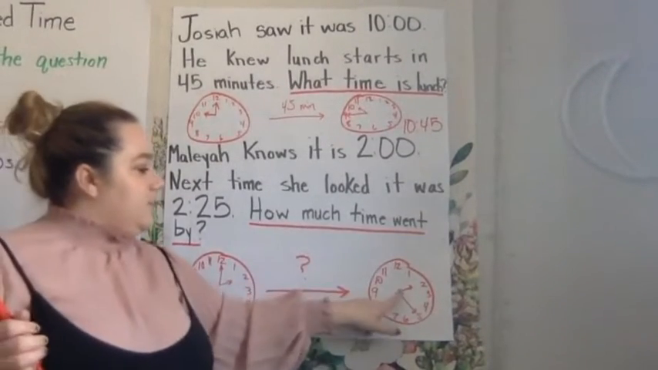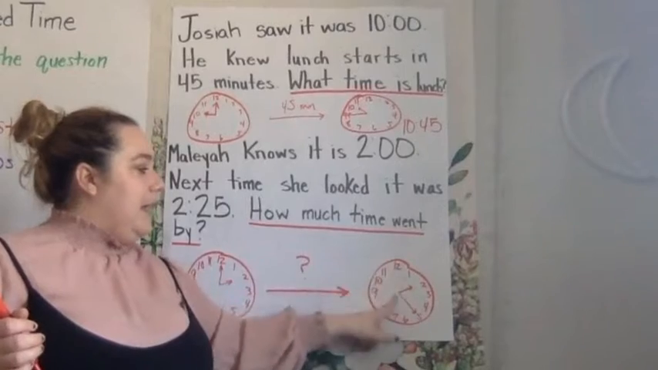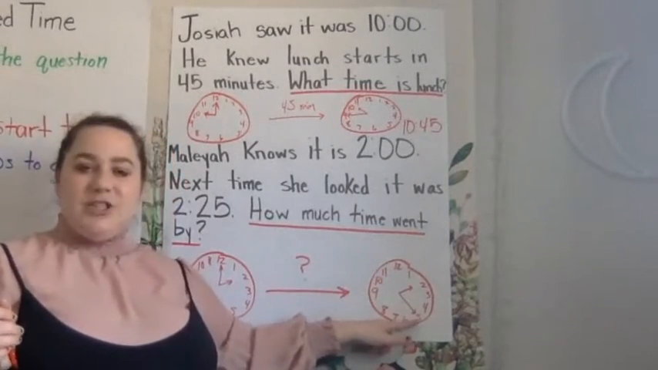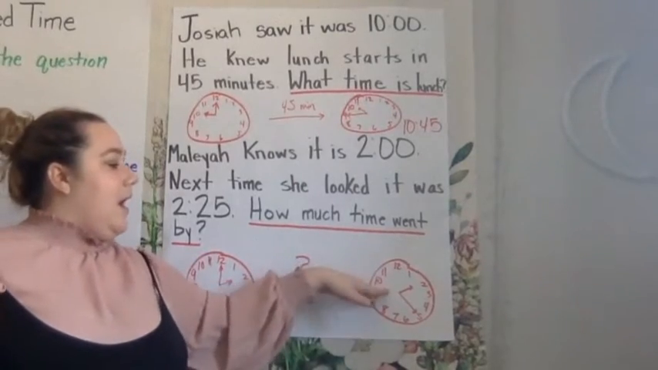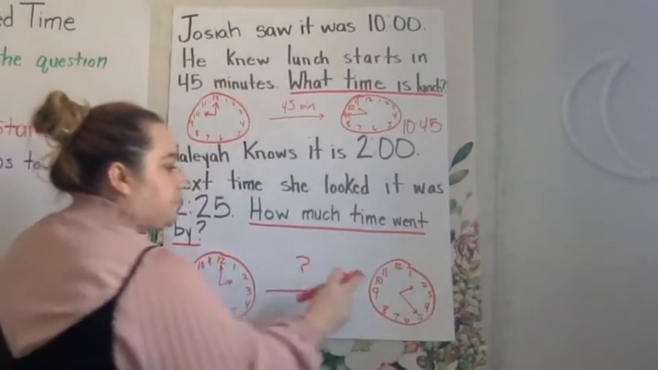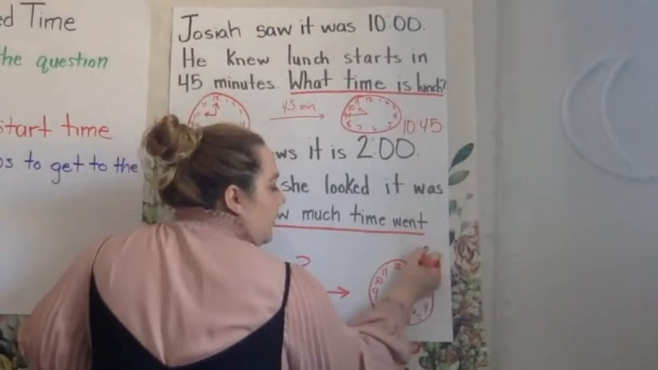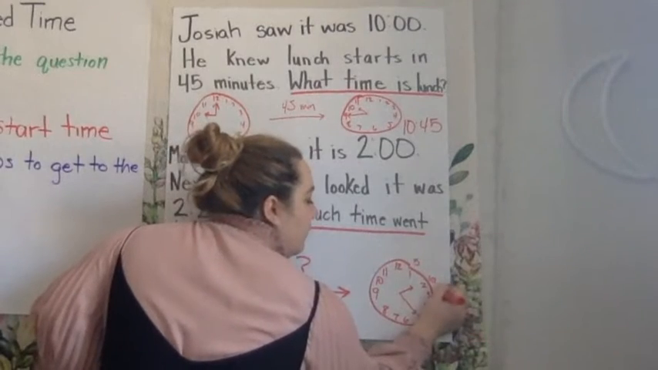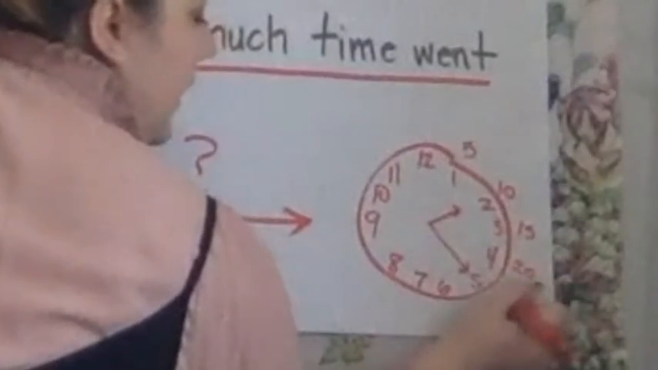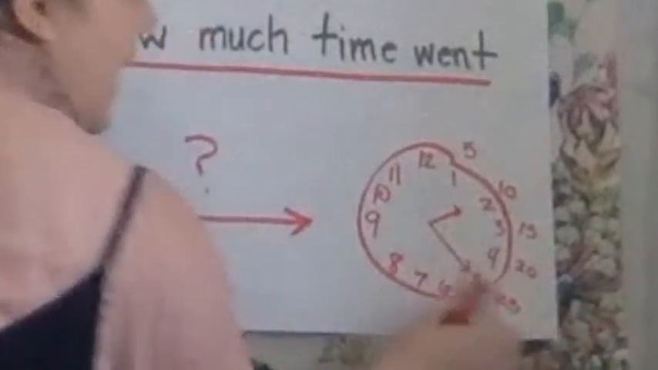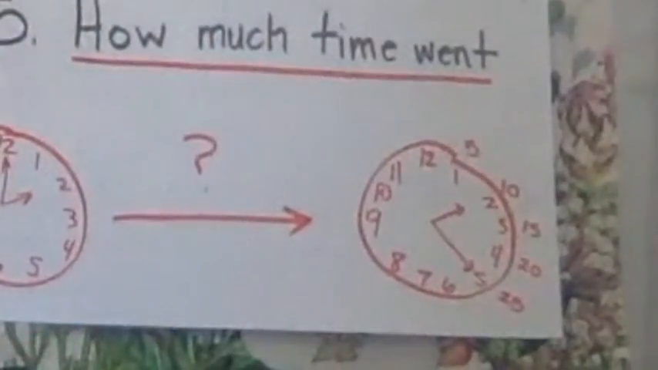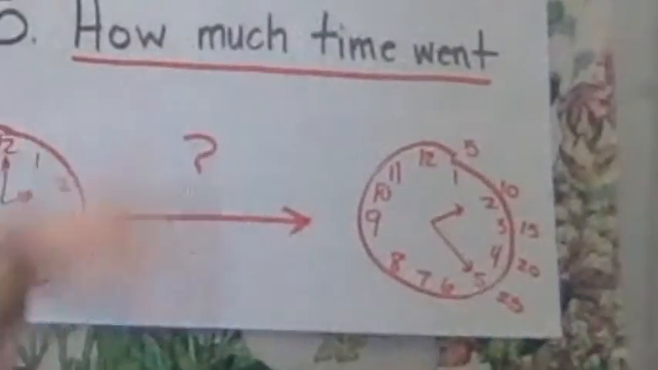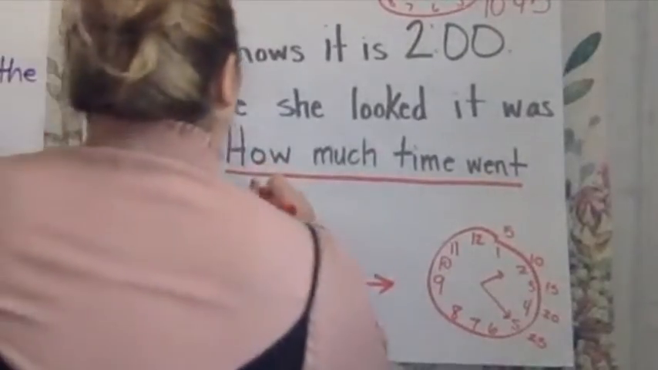So if I started at 2 o'clock and my big hand is touching my 12, now I just need to see how much time went by as I got to 2:25. So I'm starting at 12, going to the 1, counting by 5s. 5, 10, 15, 20, 25. I made it to that 5. How much time went by? 5, 10, 15, 20, 25. 25 minutes went by.